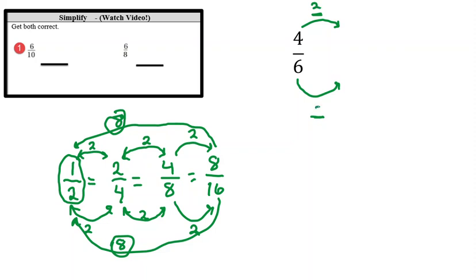Okay? 4 divided by 2 is 2. Okay. And 6 divided by 2 is 3. So that works. And we can see right here that 4/6 equals 2/3. Now we have a little trick right here that we can use to check this. And some teachers don't like to show this, but I'm going to show you anyway.